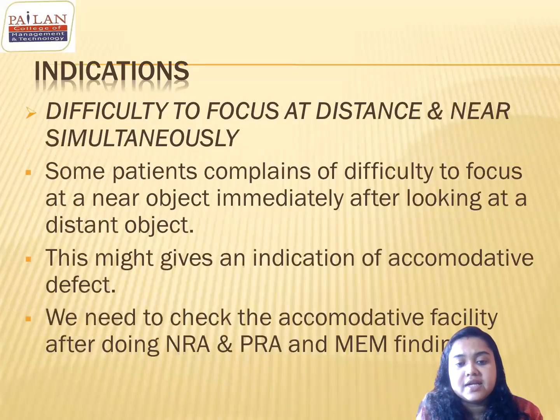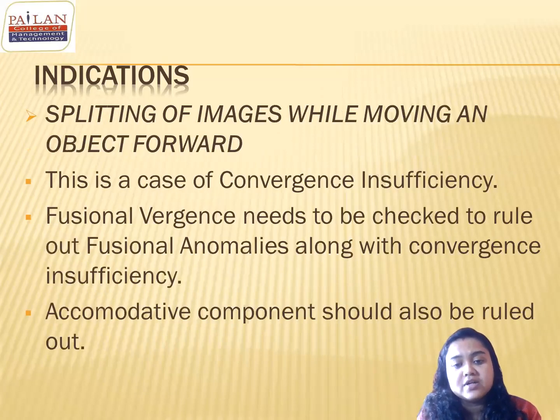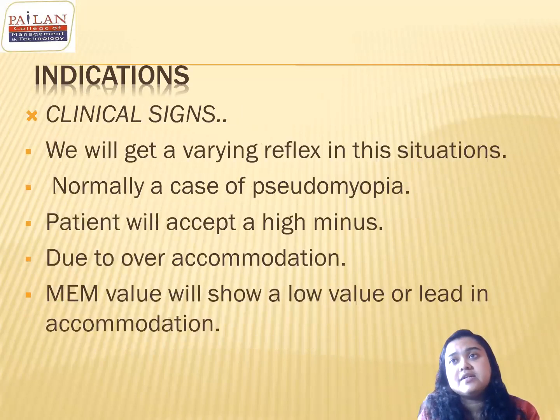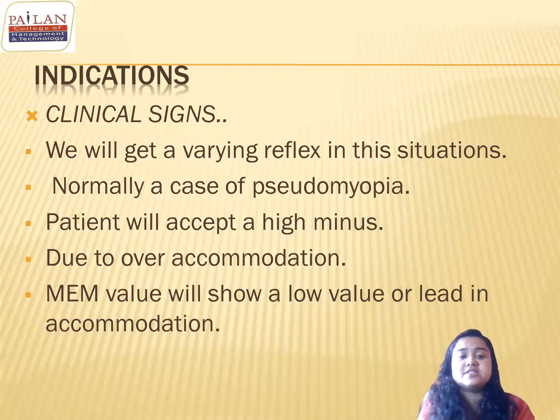In case of lead of accommodation, we can understand that there may be a chance of accommodative excess. If there is a higher lag of accommodation, that means there may be a chance of accommodative insufficiency, right? Also, we have previously got the amplitude of accommodation, so we correlate with those findings. We correlate all the tests of accommodation, MEM retinoscopy, with the findings to find out what the patient is having.